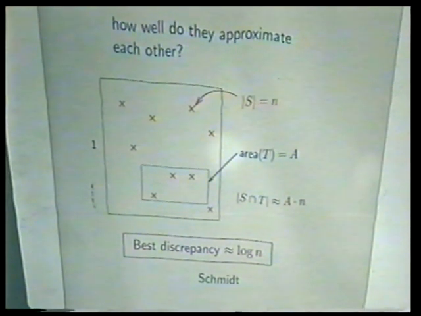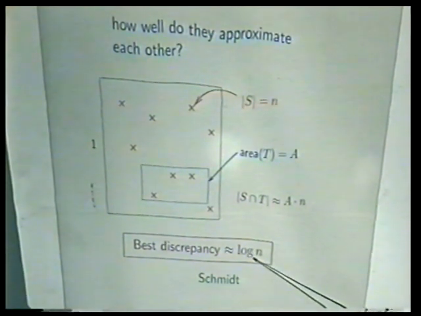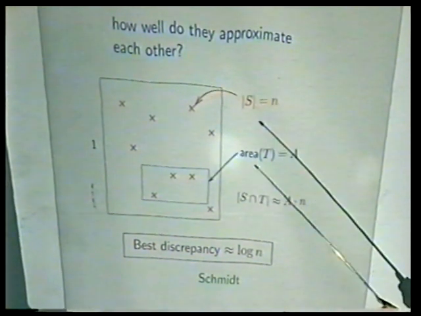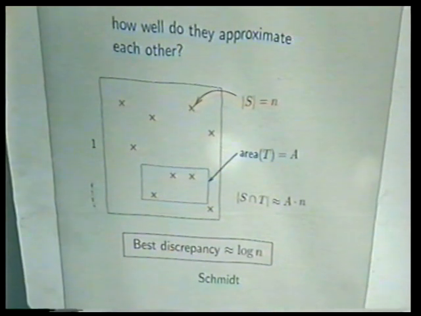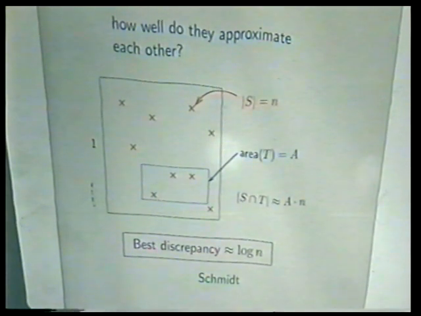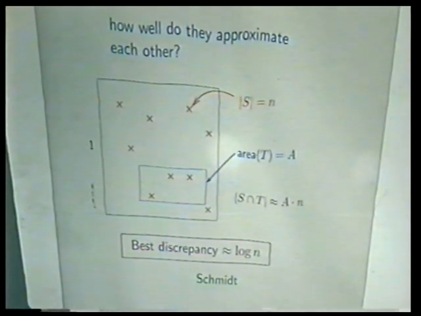And there is, I think, a very deep theorem of Schmidt, which says that the best discrepancy is log n, so that no matter how you pick the n points, there will always be a rectangle where you find a discrepancy of log n. And that's best possible, which is, again, not quite trivial, but somewhat easier to show by various constructions. So this is only one example of many similar questions which ask how well you can approximate continuous measures and other objects.